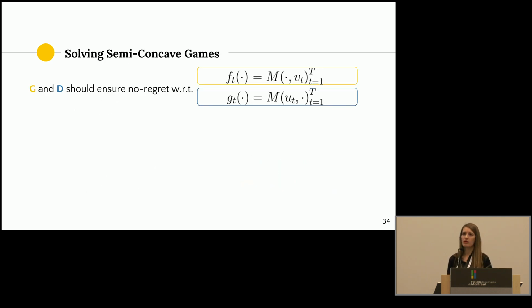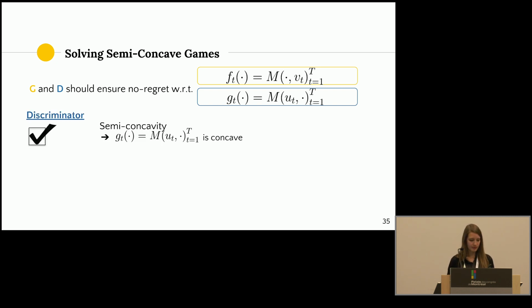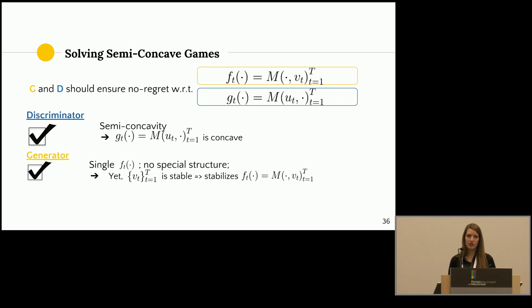So how do we go about proving convergence and solving semi-concave games? Again, the important thing to prove is that when using FTRL to update both the generator and the discriminator, it ensures no regret for both of these players. For the discriminator side, this is pretty easy because FTRL is known to be a no regret algorithm in the concave case, and the discriminator is assumed to be concave. For the generator, this is in turn not trivial because we assume no special structure on the generator and its function.